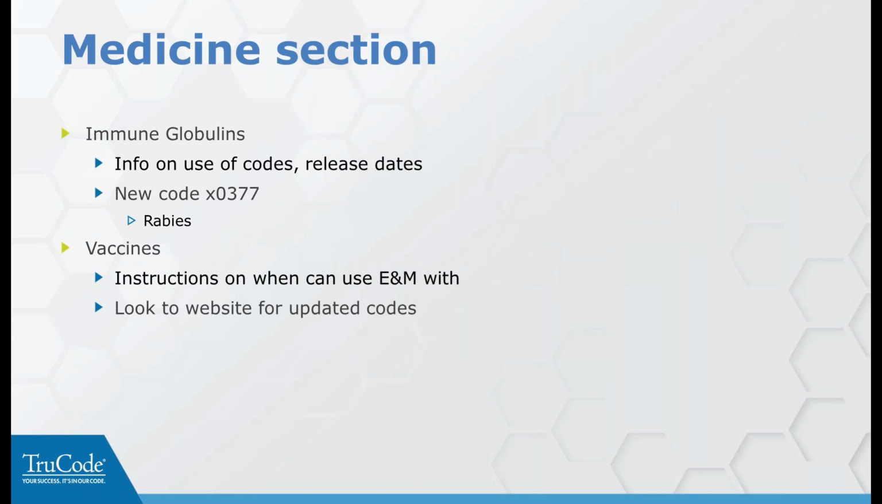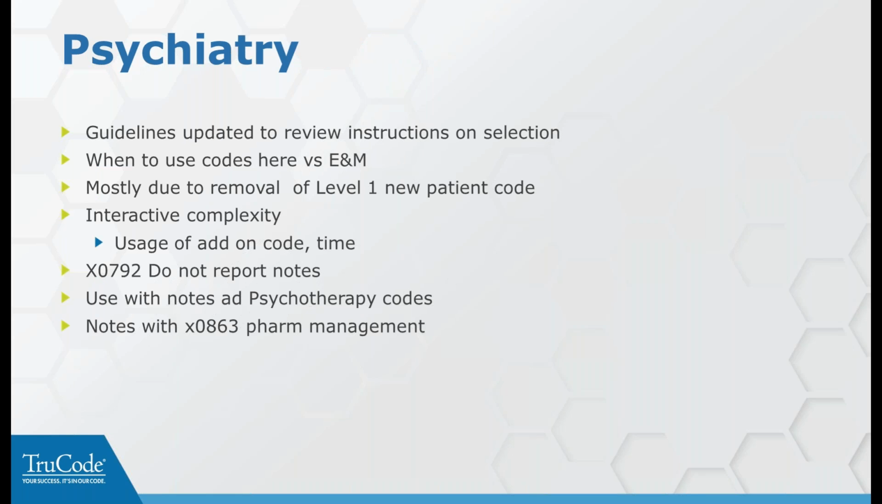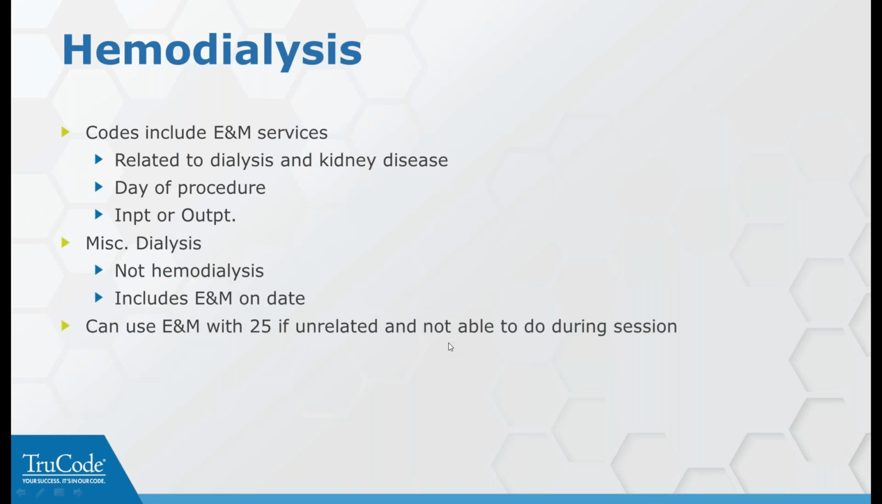In the medicine section, we did get 1 new code in the immunoglobulins. Really nothing new in the vaccines. Just remember, watch for the updated codes. Just added some of the guidelines. Most of the psychiatric, really most of the changes back here are because of the removal of that level 1 or the 99201 code there.